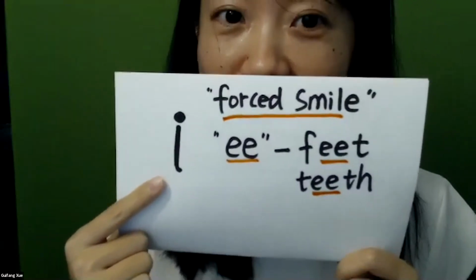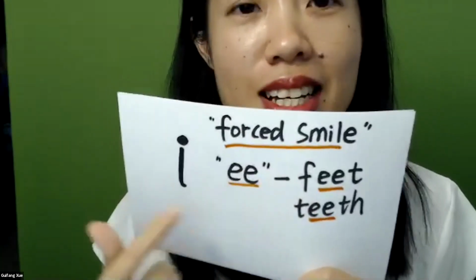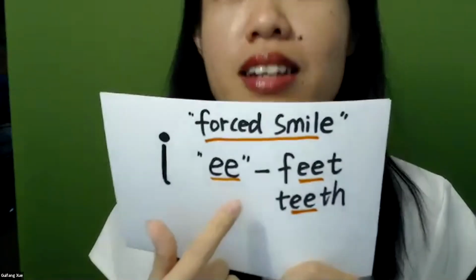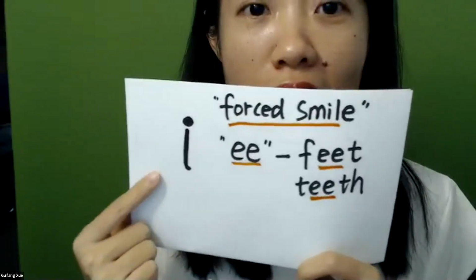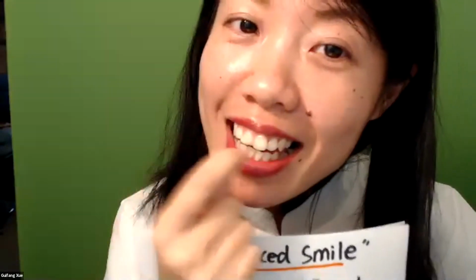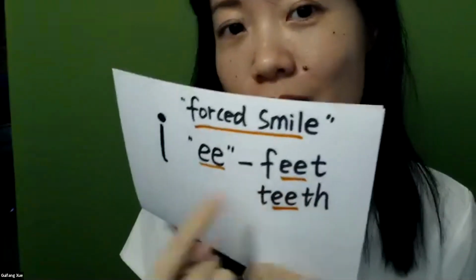And it's like what? Double E, unscramble method. Double E in feet, or in teeth. Double E in feet or teeth. Or EA in tea. Smile shape.